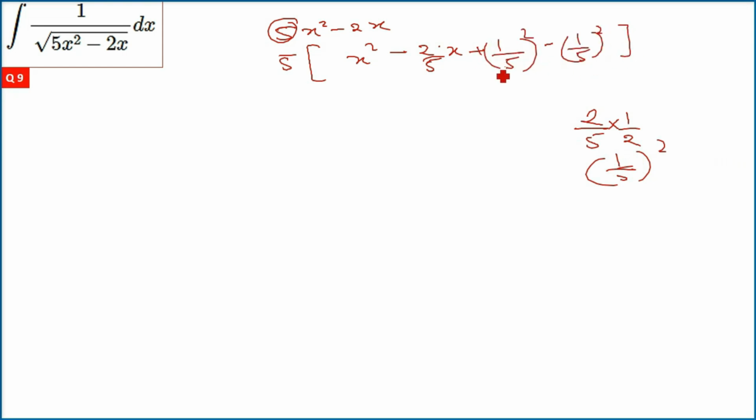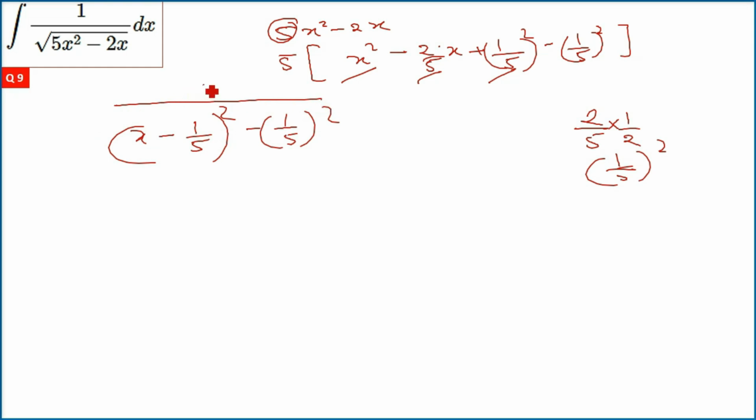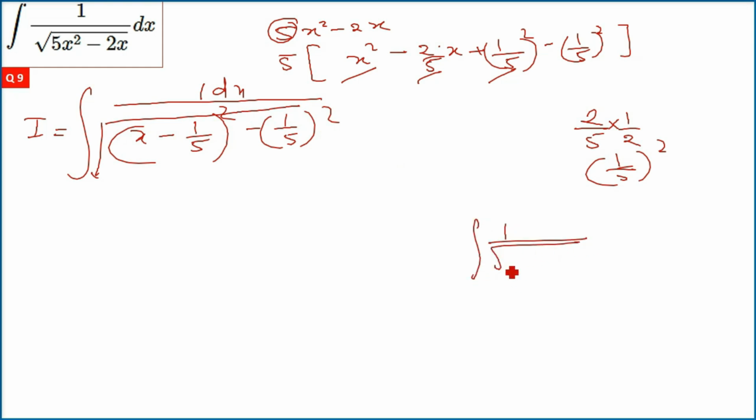And this is a square plus b square minus 2ab, so a minus b whole square is x minus 1 by 5 whole square. Now minus 1 by 5 whole square is already there with us because we have subtracted it, and this will be x square minus a square. This all is inside under root with a 5 also. So 5 in the under root can be taken out; I am taking this 5 outside as 1 by root 5. X minus 1 by 5 whole square minus 1 by 5 whole square will be inside the root, and this will be the integration under root x square minus a square.